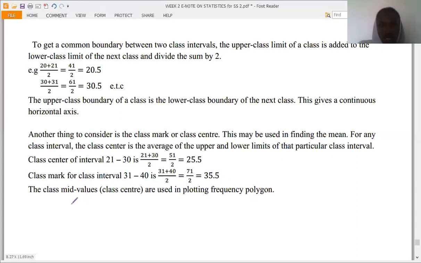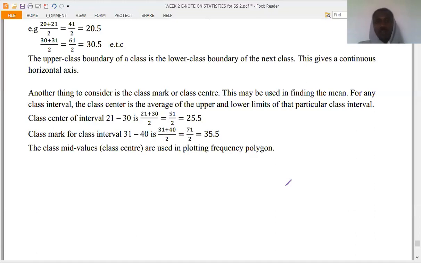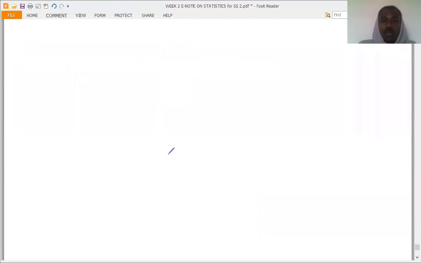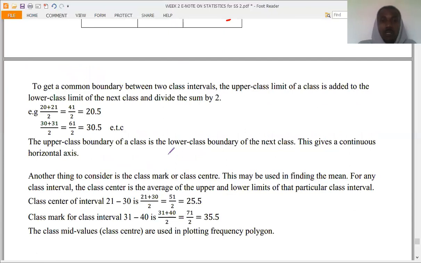Okay, so the class mid values, which is the class center, are used in plotting the frequency polygon, which is called the ogive. So we use the class mid values to plot the frequency distribution curve. All right. So in my next video, I'm going to plot that frequency distribution curve for you to see. And I'd like you to practice all that we've talked about here.